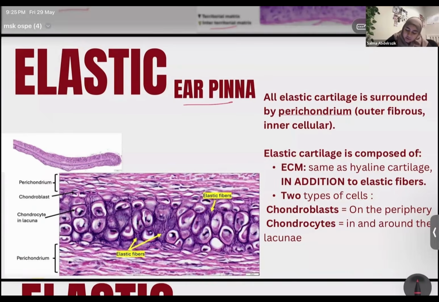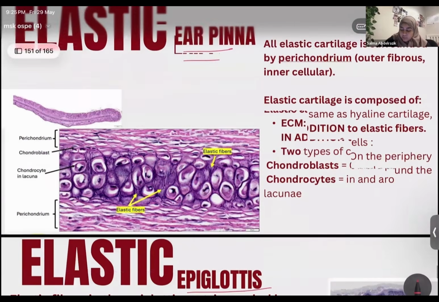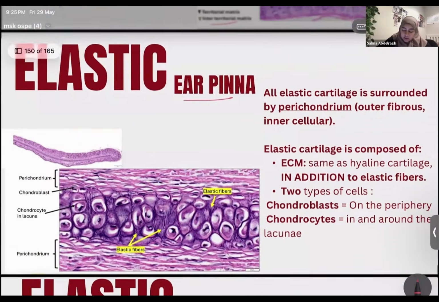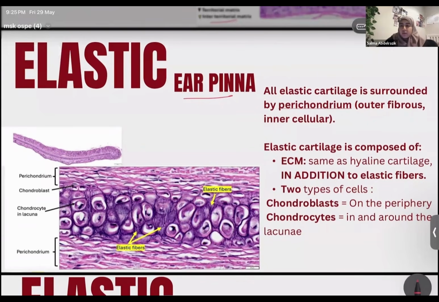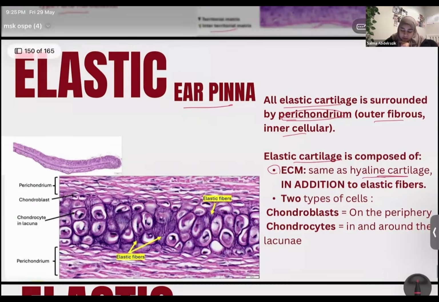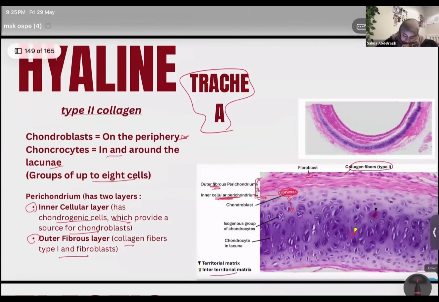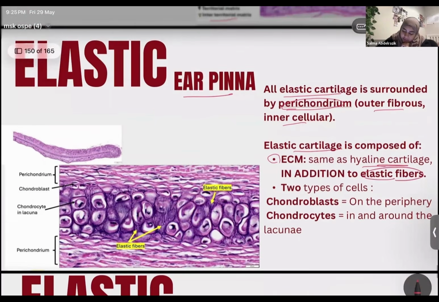Elastic. Elastic you can find in two places, ear pinna and epiglottis. And I think they would probably get you the epiglottis one, but for now let's focus on both of them in case they don't. We said all elastic cartilage is surrounded by perichondrium as well, outer fibers, inner cellular. Elastic cartilage is composed of extracellular matrix, which is the same as hyaline cartilage, but it also has elastic fibers as an addition. It has two types of cell, chondroblasts on the periphery, chondrocytes in and around the lacuna.